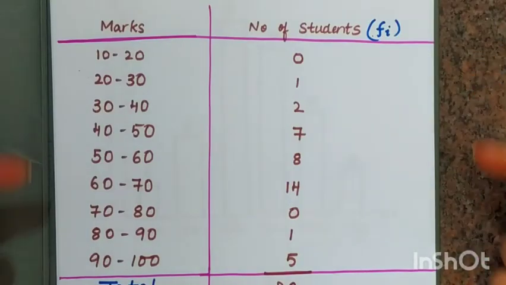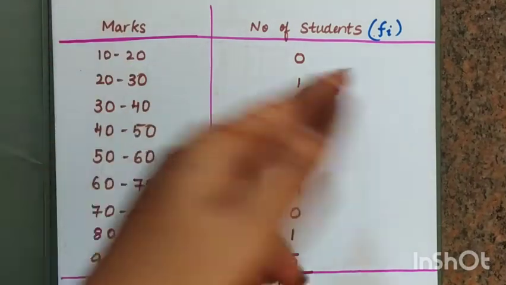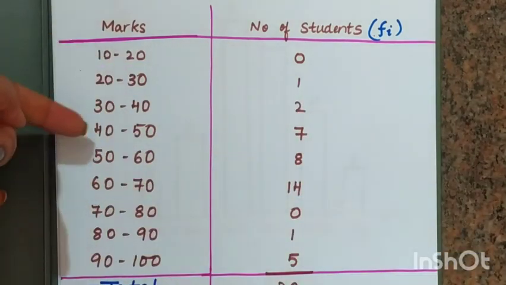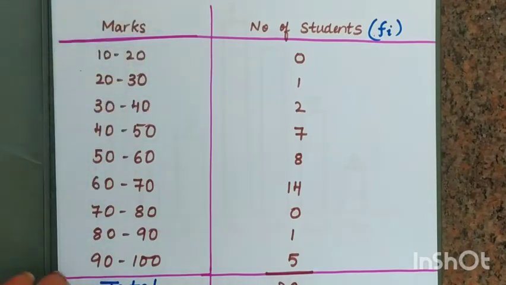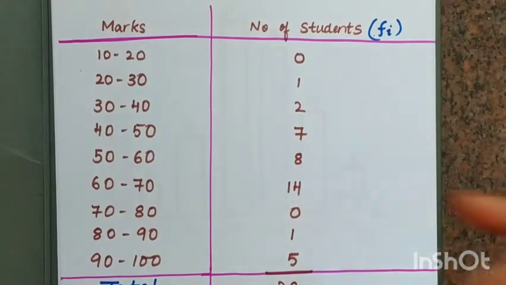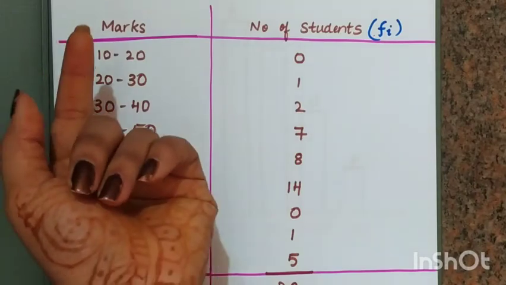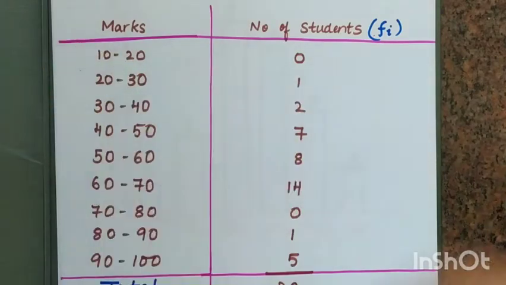So here we have a table. This is the table where there are marks given, that is from 10 to 20, 20 to 30 and so on till 90 to 100. There are some marks scored by a few students, and this column represents the number of students scored. The number of students scored between 10 to 20 is 0. Like that I have written a few values here. So in this way we represent the table.